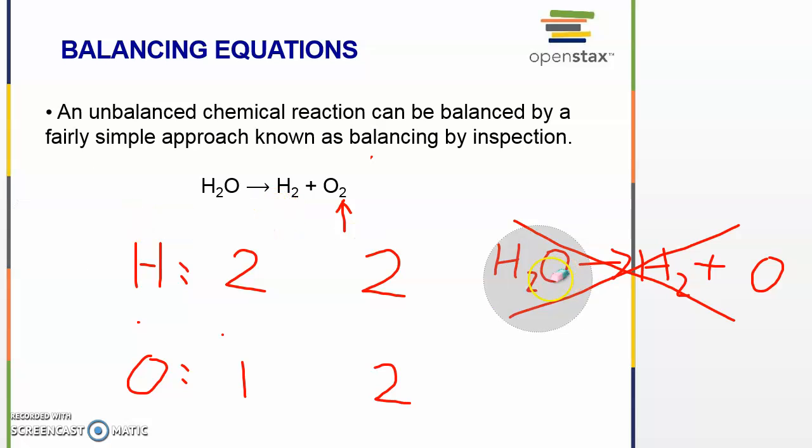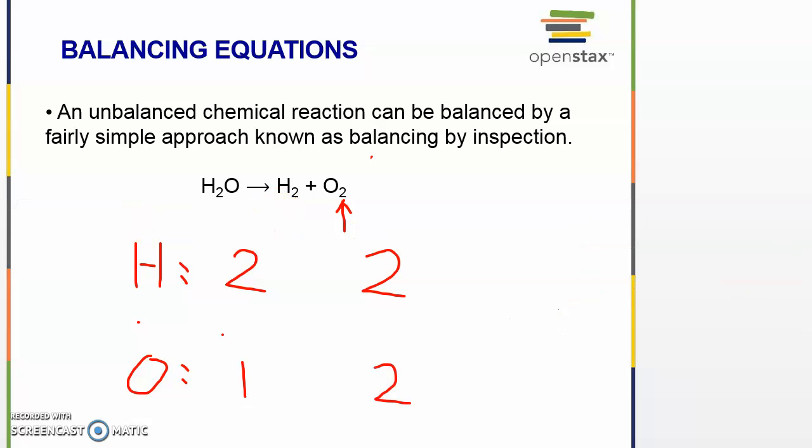Okay, so let's check now. In order to balance it, I'm going to give a guess. And by the way, there is no standard way of balancing a chemical reaction. But there is a standard way of checking to see if it's balanced. All right, so what I'm going to do is put the 2 over here, and see if it is balanced now.